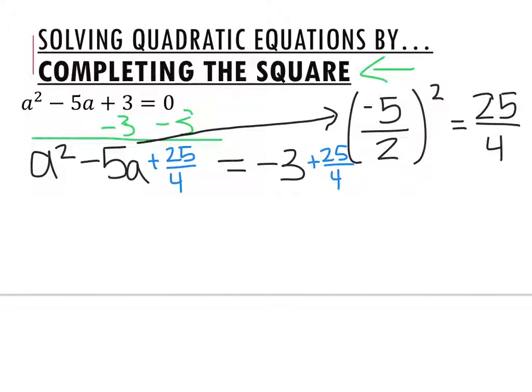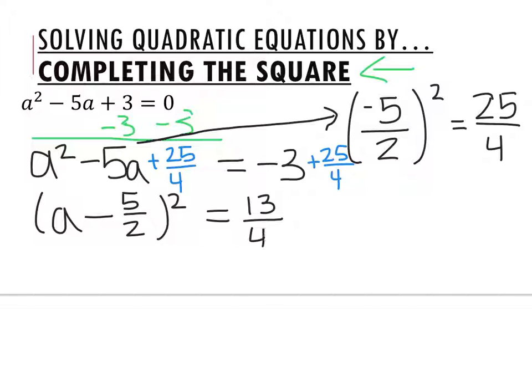Okay, but when you do that, what you've created on the left side is a perfect square trinomial. That means if we were to factor this, you get a minus 5 over 2 quantity squared. And on the other side, when you add those two things together, you end up with 13 all over 4.